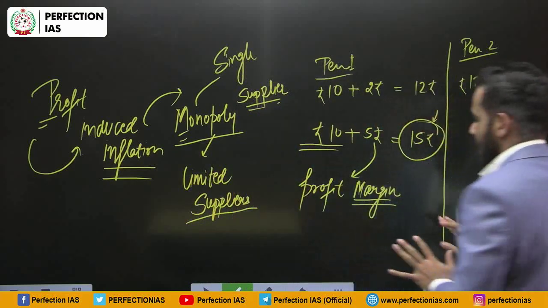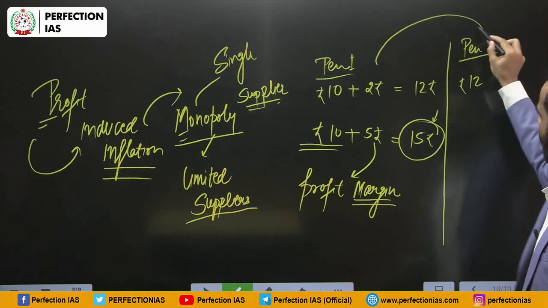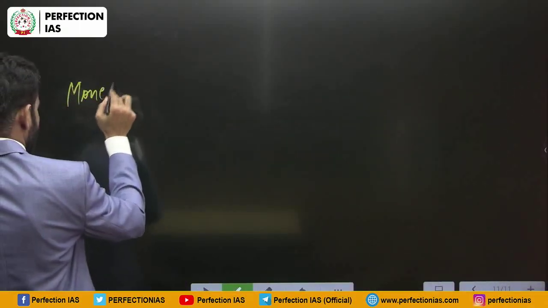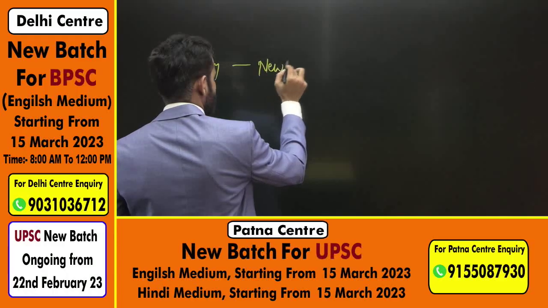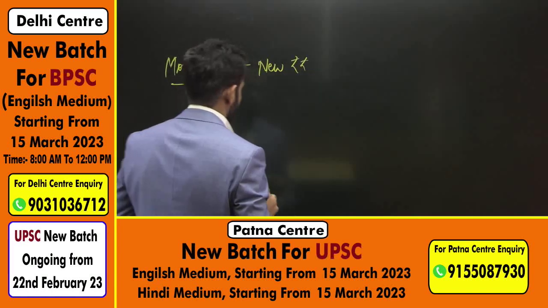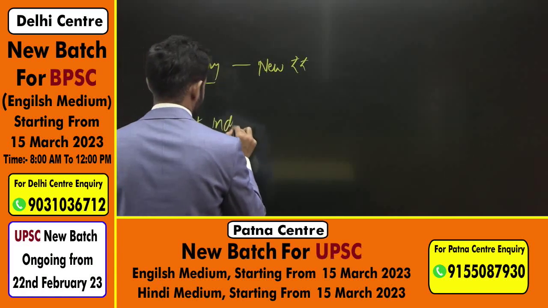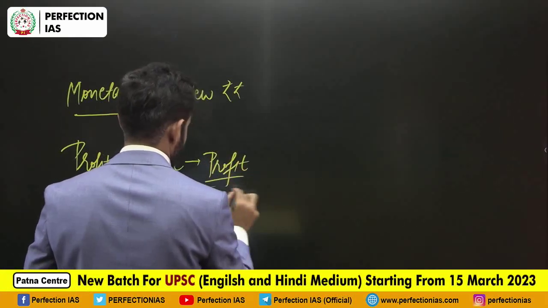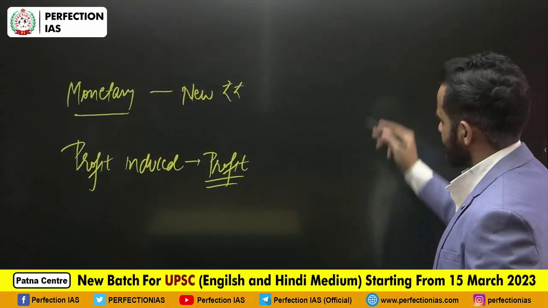If there will be a single supplier, then only people will be willing to pay a higher price. Otherwise, they will switch to the competitor. So monetary inflation is because of new currency or new printed notes. Profit induced inflation is because of a higher profit margin decided by the company.